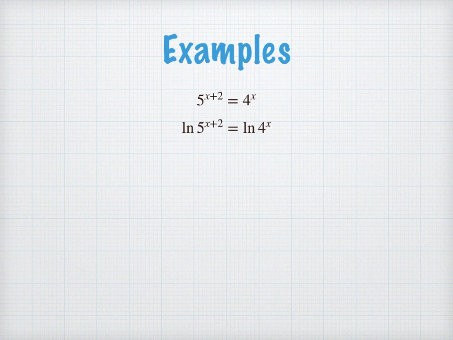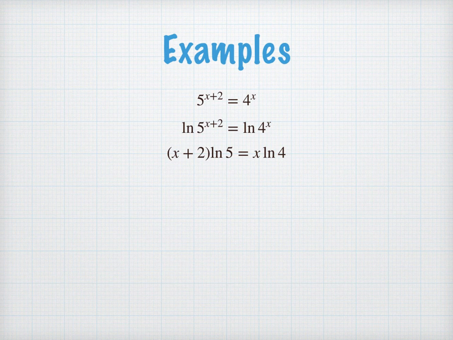Now, the reason that I'm going to take a log on each side is that allows me to pull the exponent down in front. So my variable is no longer going to be stuck in the exponent, which is going to be nice. So using that power rule on both sides of my equal sign, I have x plus 2 times the natural log of 5 equaling x times the natural log of 4.